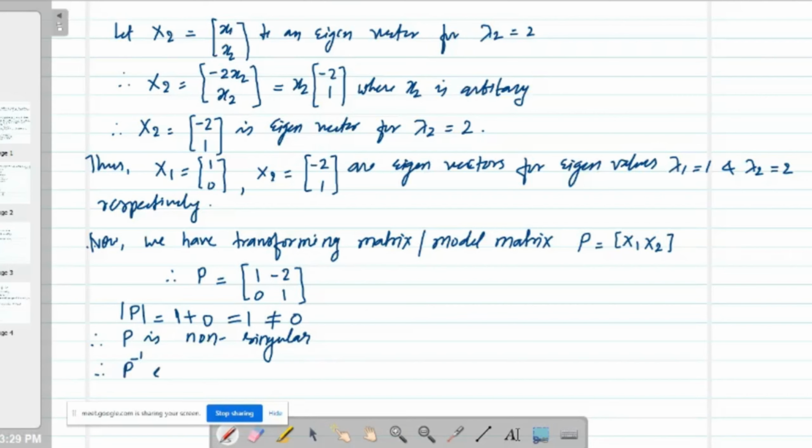P inverse exists means what? You can find the inverse of the matrix P. वो कभी पॉसिबल होगा जब मैट्रिक्स पी आपका नॉन सिंगुलर होगा। Suppose this becomes zero, determinant of P is equal to 0, then you cannot find the inverse of the matrix P. Okay, so go for next page. Therefore P inverse exists है तो inverse निकाल लीजिए.